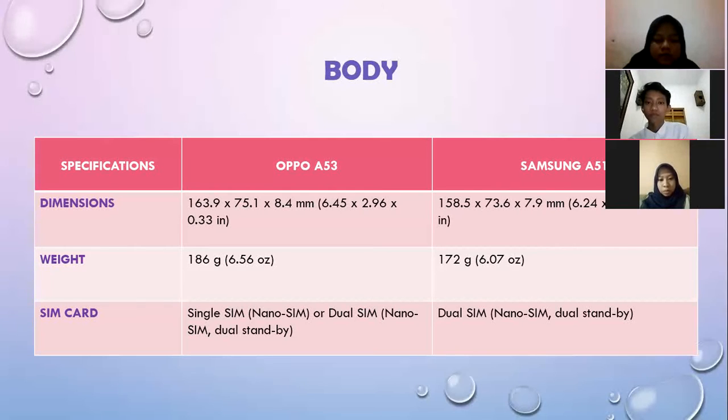Number 2 is weight. Oppo is 186.9 grams, while Samsung is 172 grams. Oppo is heavier than Samsung. Number 3 is SIM card. Both phones use the same SIM card.